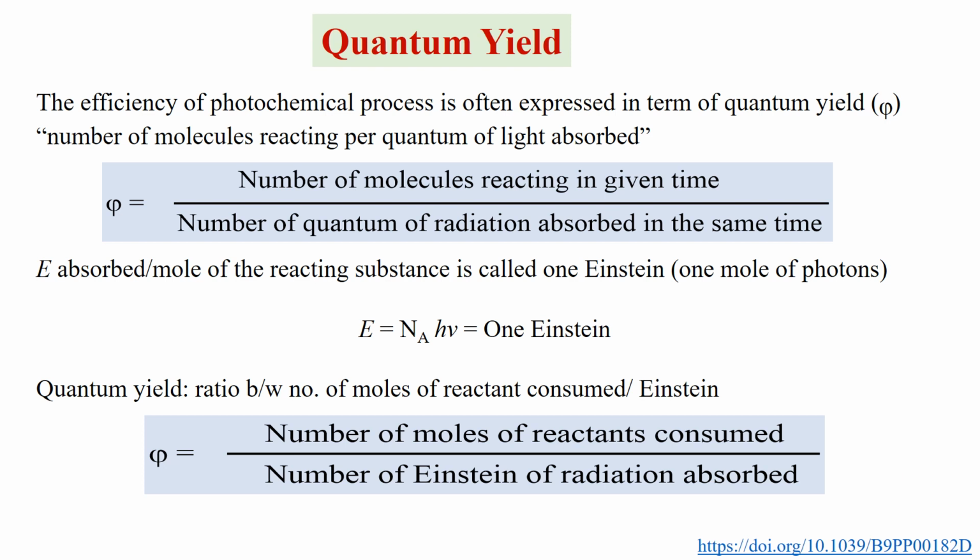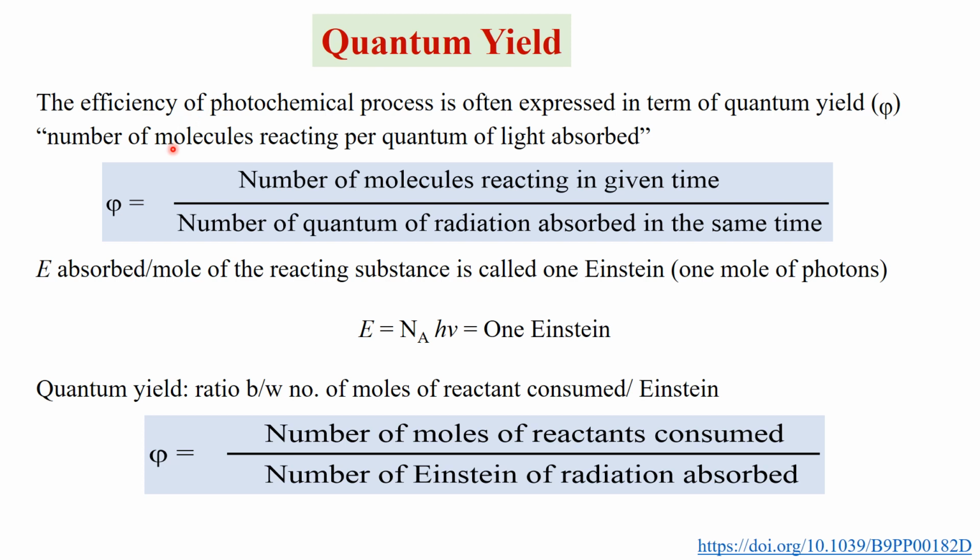Next is quantum yield. The efficiency of photochemical reactions or processes is often expressed in terms of quantum yield. Quantum yield is shown by the Greek lowercase letter phi. Conventionally, it was shown as lowercase phi, but now the uppercase letter phi can also be used. Below, the reference of a paper of the Royal Society of Chemistry is given for reference.